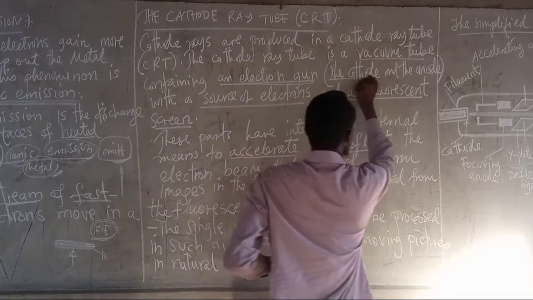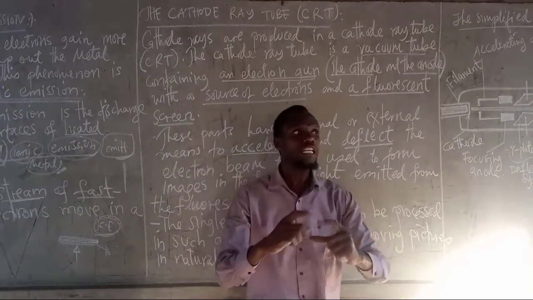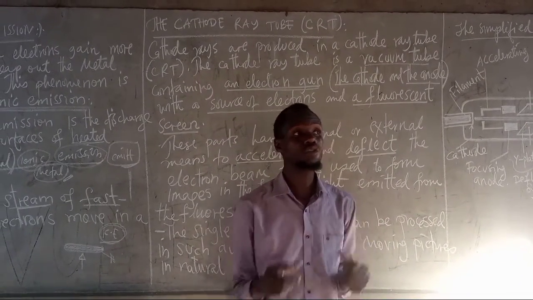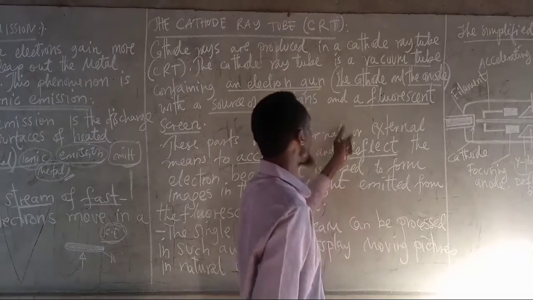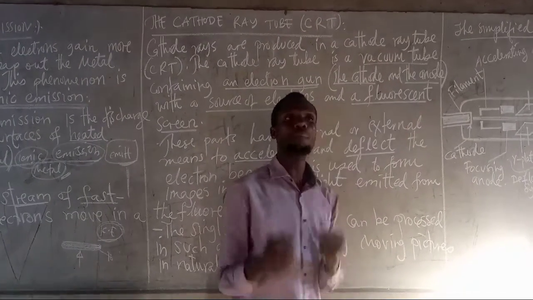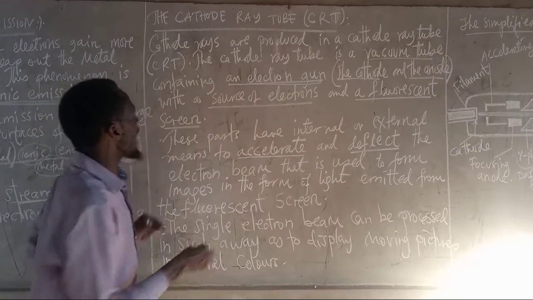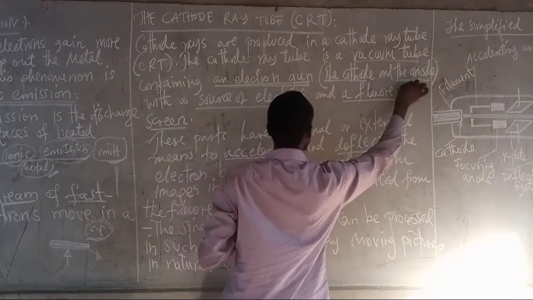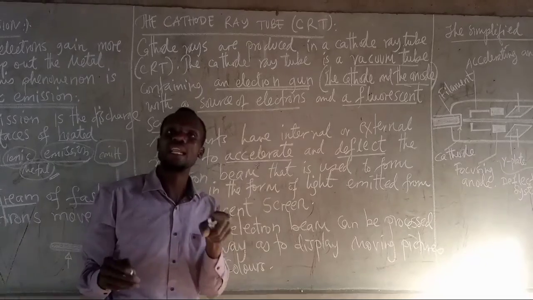The electron gun is the cathode together with the anode. Because the anode and the cathode, in correction, what do we call them? Electron gun. We call them an electron gun when they are joined. So the collection of the cathode and anode together we call an electron gun. So the CRT must have an electron gun, meaning it must have a cathode and anode with a source of electrons.